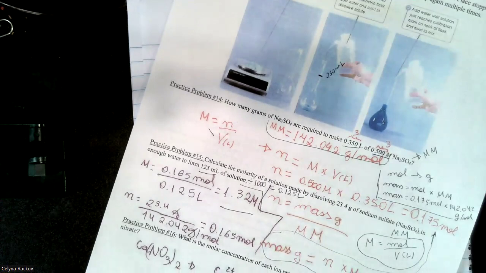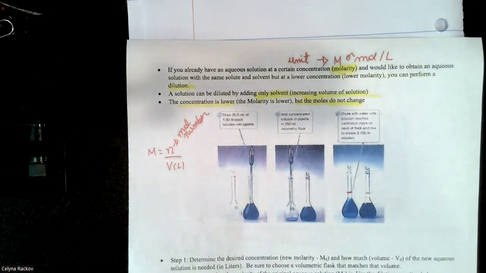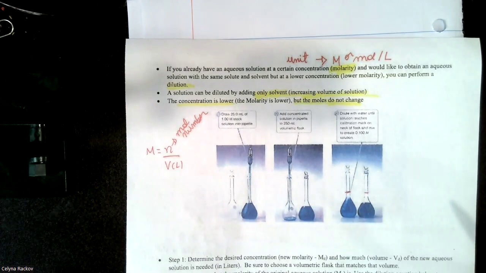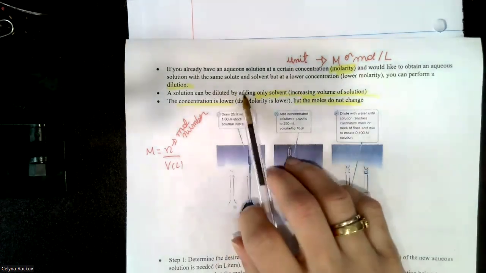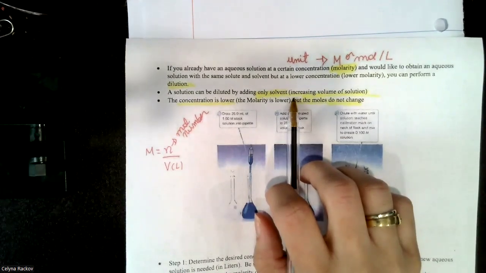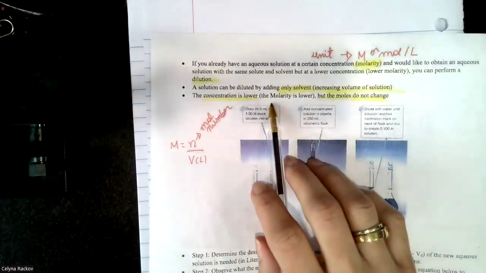Okay, so let's go to the next topic, that is dilution. If you already have a solution at a concentration, and you'd like to obtain a solution with the same solute and solvent but at a lower concentration, you can perform a dilution. A solution can be diluted by adding only solvent. That means we will increase the volume of the solution, right? And the concentration will be lower.